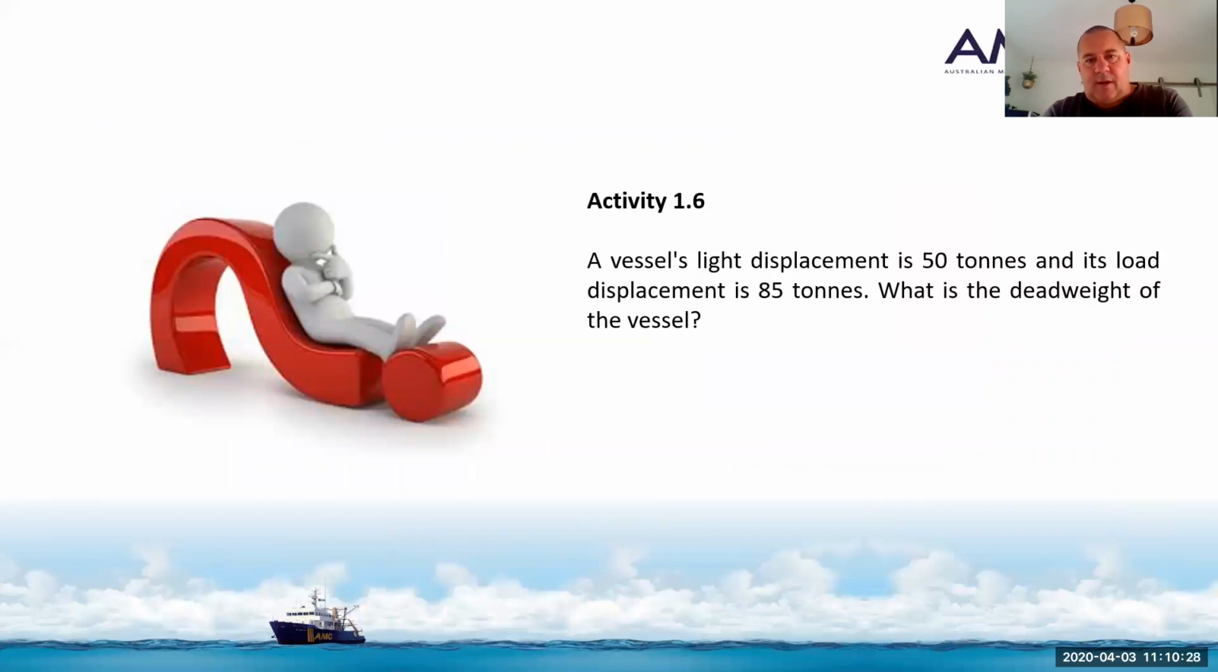So we'll quickly do this one. A vessel's light displacement is 50 tonnes and its loaded displacement is 85 tonnes. What's its deadweight? So its light displacement weighed 50 tonnes. Then we put all the cargo on and its loaded displacement is 85 tonnes. So how much cargo did we put on? Fairly simple maths there: 35 tonnes.